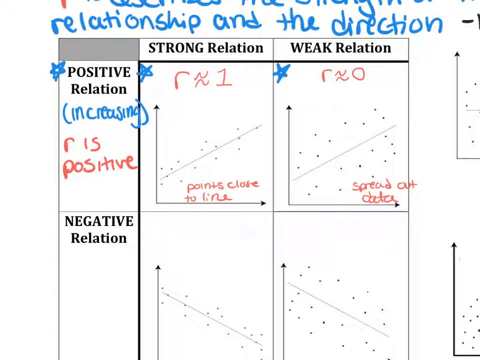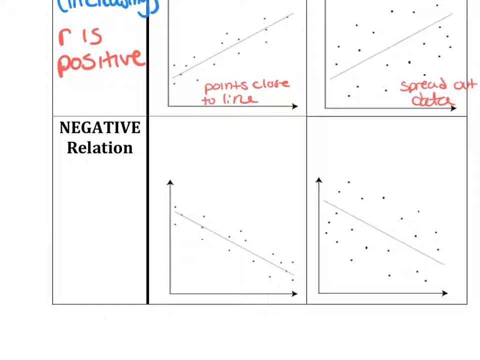And then a negative relation, same idea, just going in the opposite direction. So when we have a negative relation, which is this bottom row here, this is where the slope of the linear regression line or your data points are decreasing as you go from left to right. And when it's negative, that means your R value, your correlation coefficient, will be negative as well.